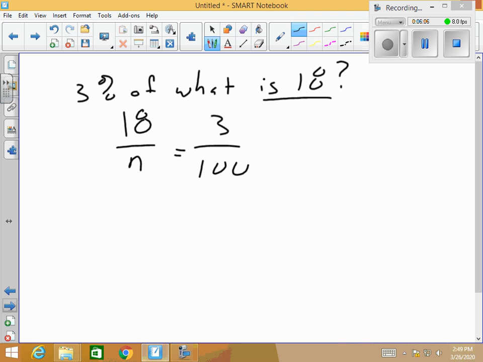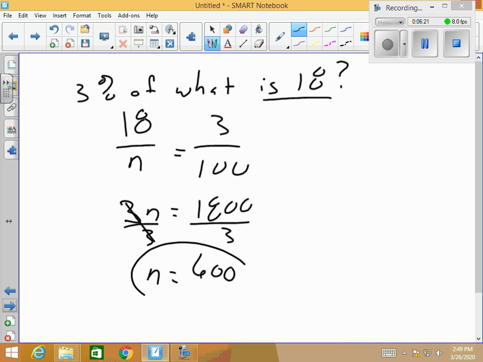And away we go with our cross products again. So 3n equals 1800. Yeah, so I multiplied this one this time. It's just easy. Divide by 3, divide by 3, and n equals 600. So 3% of a very, very large number got me 18. Okay, so 18 is not very much of 600. 3% is not very much of 100%.